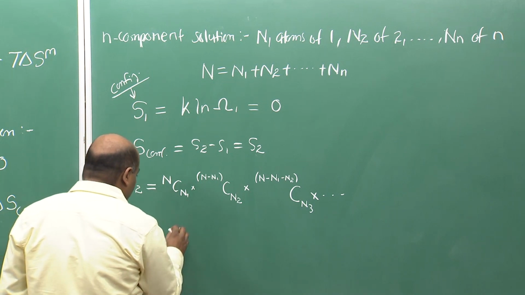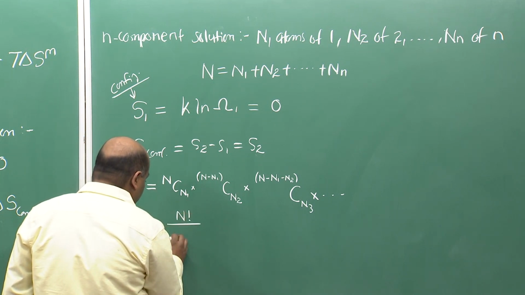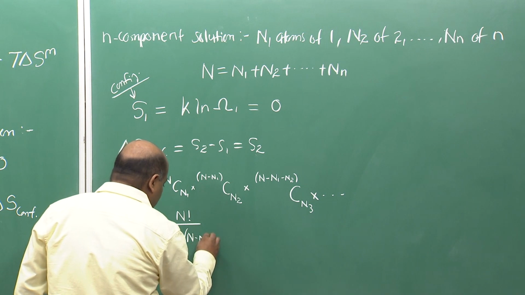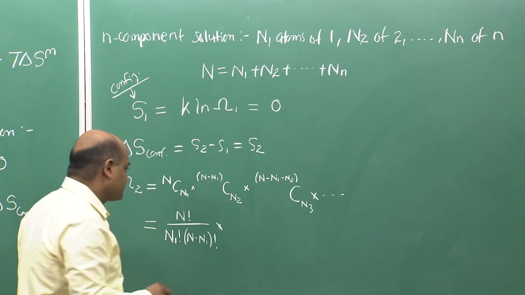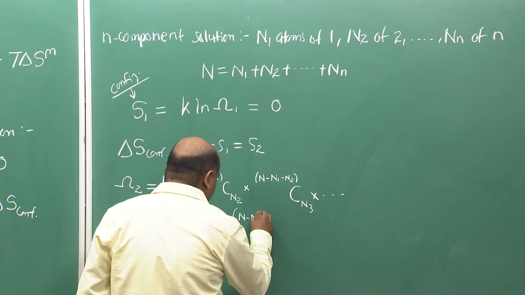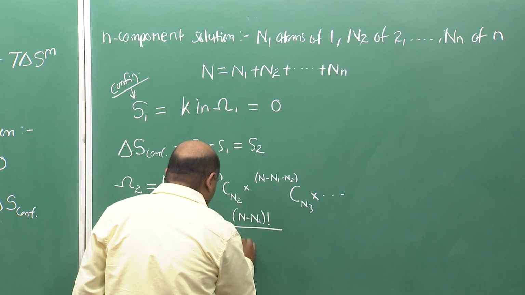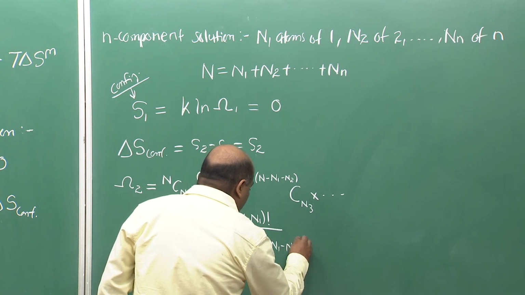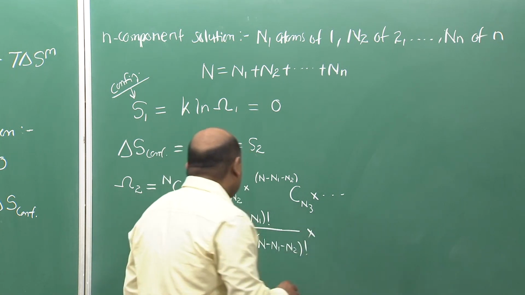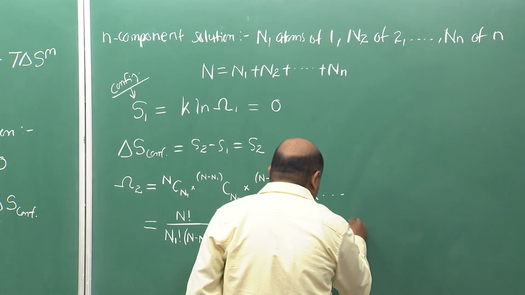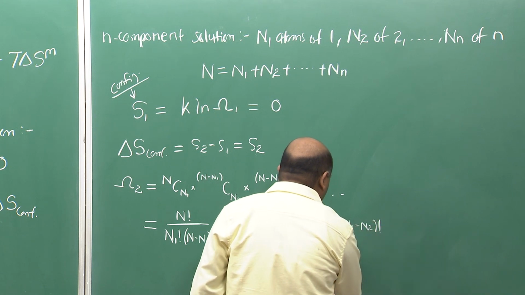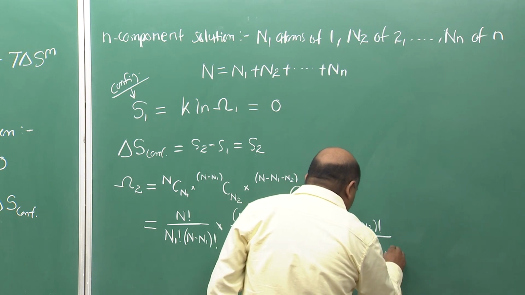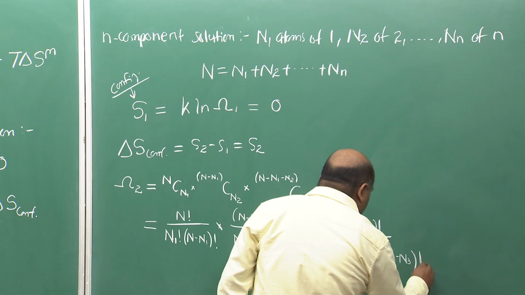So, let us write the formula: nC n1 should be n factorial divided by n1 factorial times (n minus n1) factorial, times (n minus n1) factorial divided by n2 factorial times (n minus n1 minus n2) factorial, times (n minus n1 minus n2) factorial divided by n3 factorial times (n minus n1 minus n2 minus n3) factorial, and so on.